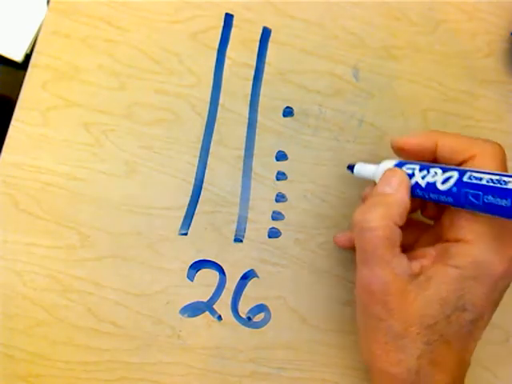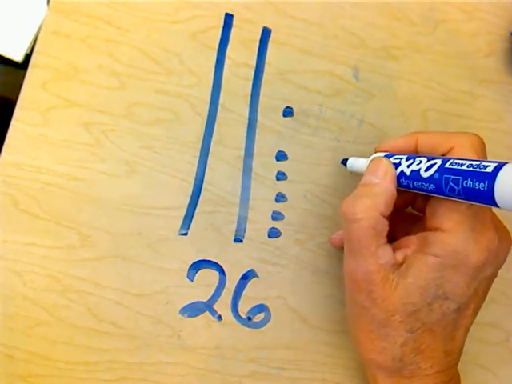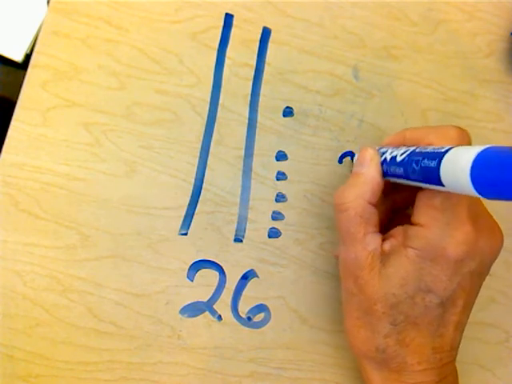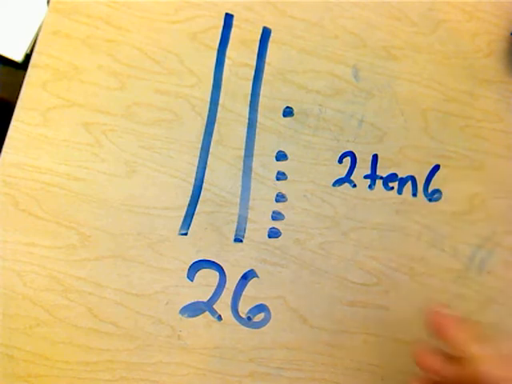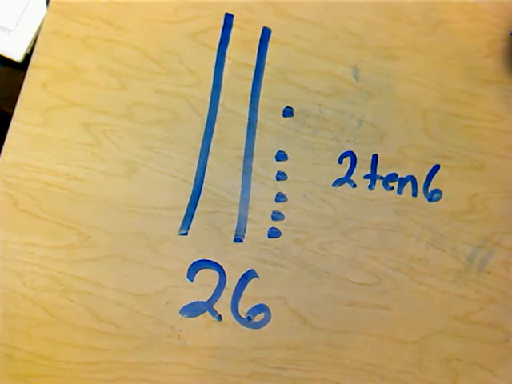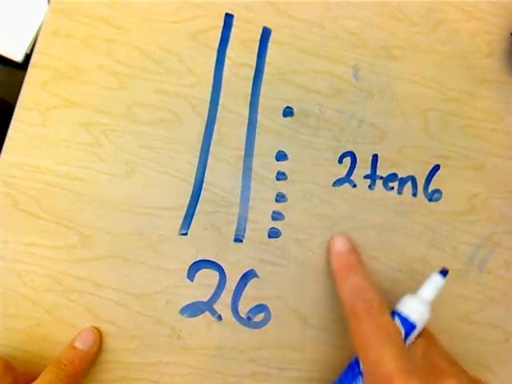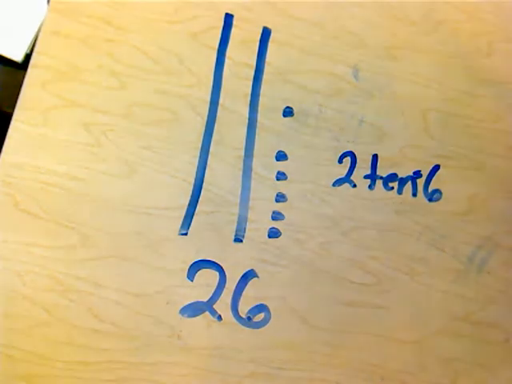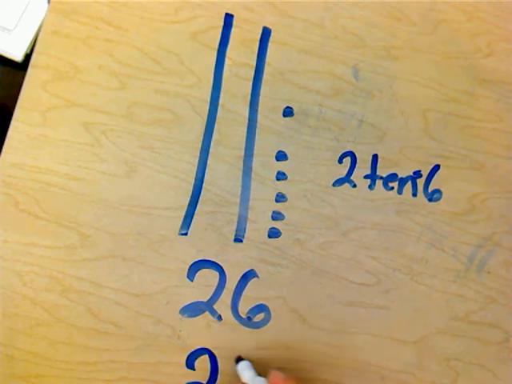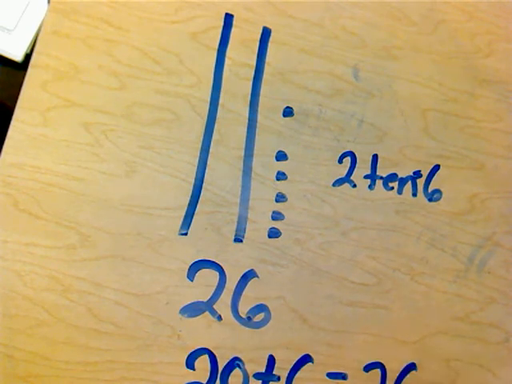So that is going to be, saying it the ten way, 2 tens and 6. 2 tens and 6. Okay, here we go. We're heading on back. So here we have 2 tens, 6 ones is the same as 2 tens, 6, which gives us 26, or 20 plus 6 equals 26.